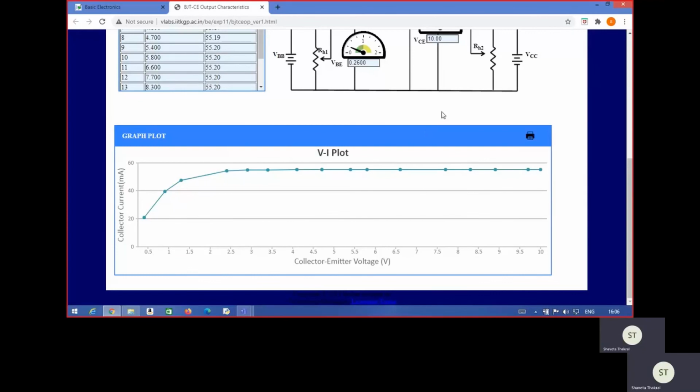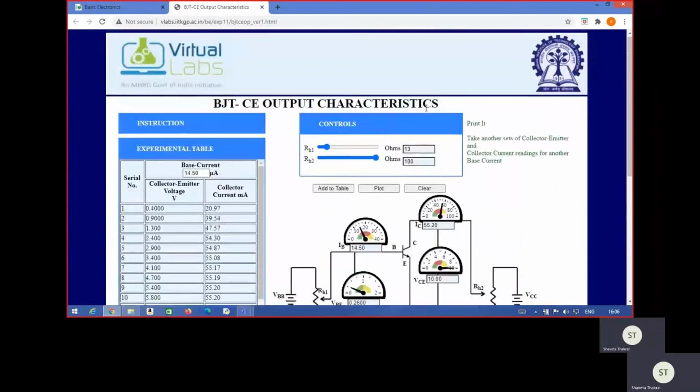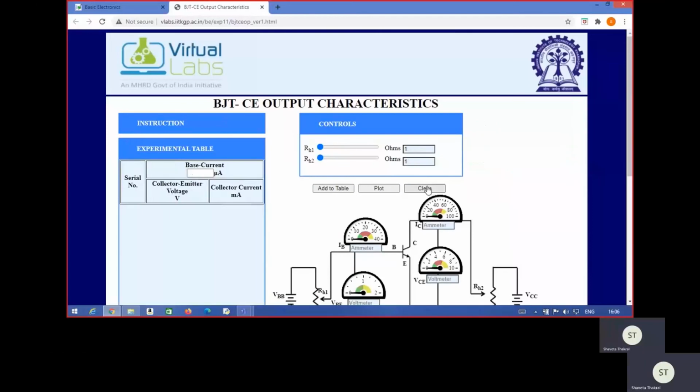Now what we can do is take a screenshot of this graph, or we can have a printout of this graph, and now we can go for another set of readings. For that purpose we have to clear all these observations, and rheostat 1 and 2 are again put at 1 ohm, that is initialization. Now we can change the value of IB constant to some other value. Instead of 14.5 microampere, let's change the value of IB to another constant value.